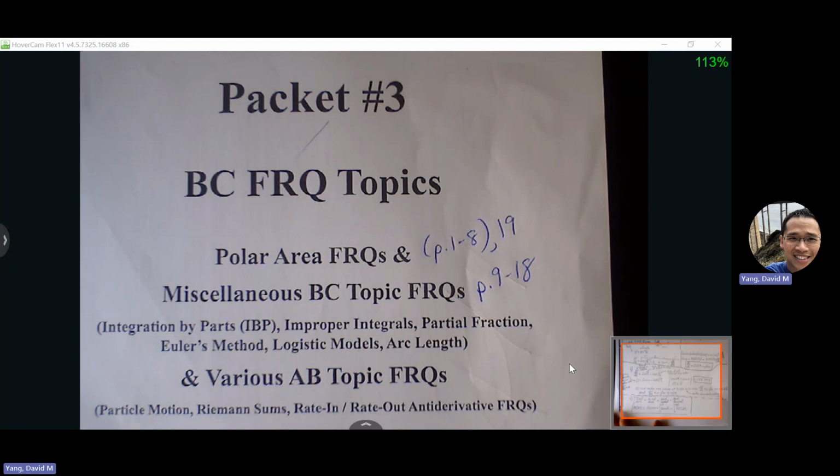If the AP question has you find a second derivative of something and says interpret your answer in the context of the problem, something about how velocity is increasing.